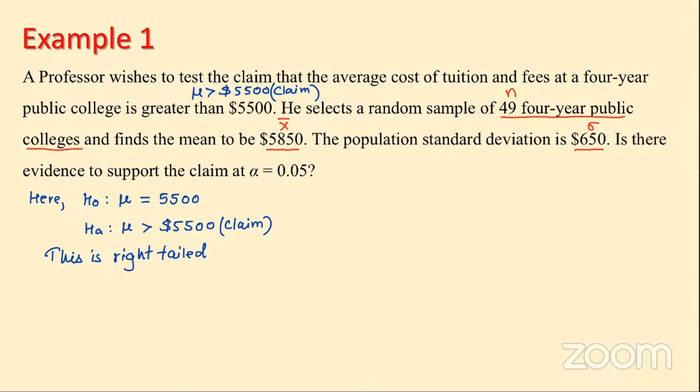Here we are talking about the mean, as you can see. And also, the population standard deviation is given. If the population standard deviation is given, it is going to follow the normal distribution, right? If it follows the normal distribution, then we say that it is the z-test. So this is a right-tailed z-test for the mean. We are talking about the mean or average.